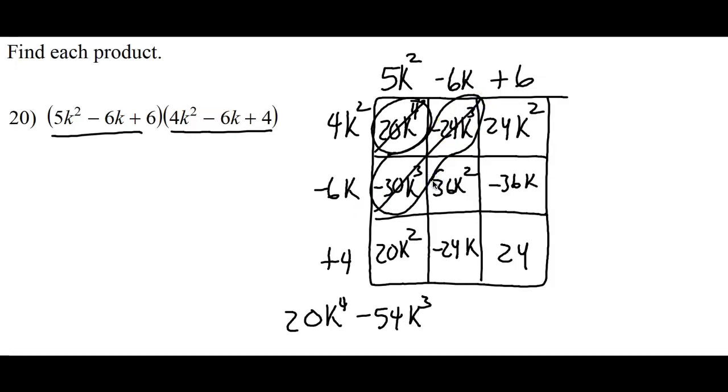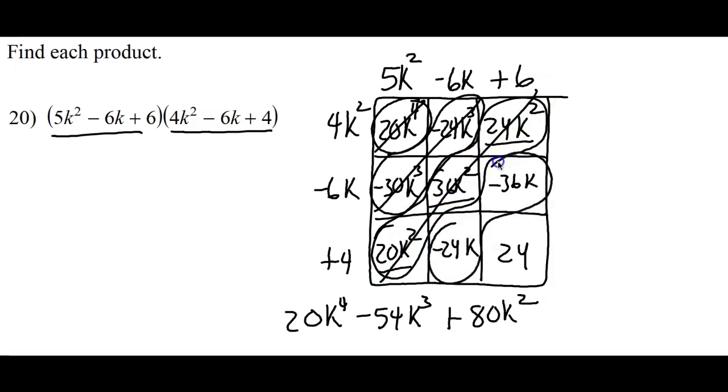Next, we have k squareds, and there's actually 3 of them down this diagonal here. We have 24, 36, and 20. So that's going to be 80k squared if you add all those together. And then next you're going to combine your k's. Negative 36 and negative 24 is going to be negative 60k, followed by our last one, which is 24. And there's our final answer there.